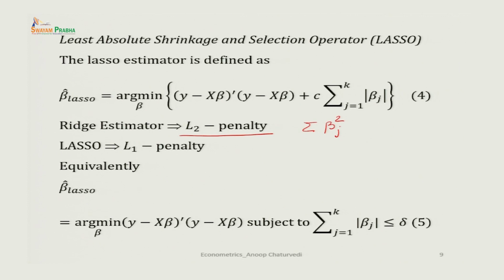Now, in lasso, or least absolute shrinkage and selection operator, apart from this error sum of squares, we have an L1 penalty here. So, we take c times summation j equal to 1 to k of mod beta_j. And then we obtain the lasso estimator by minimizing this quantity.